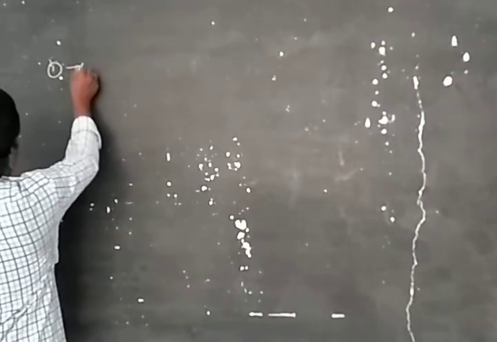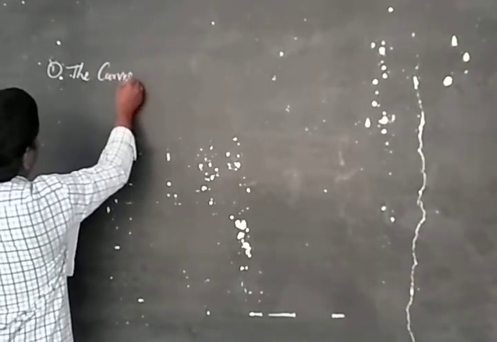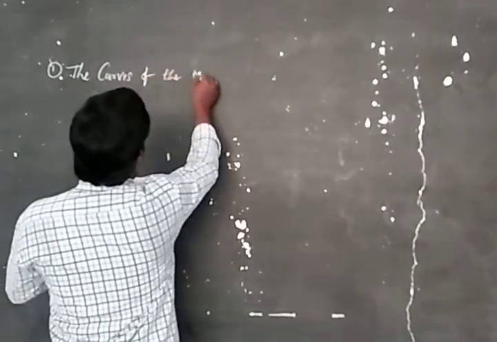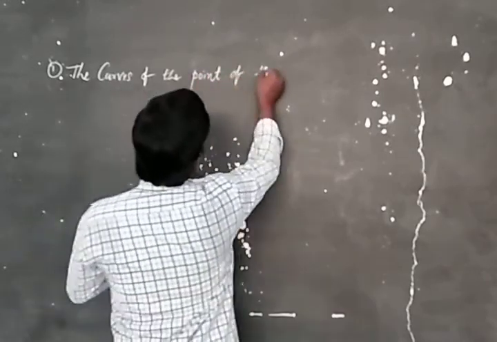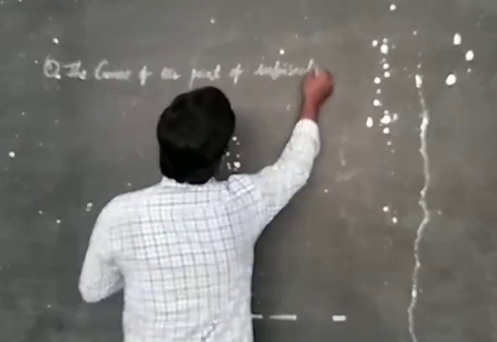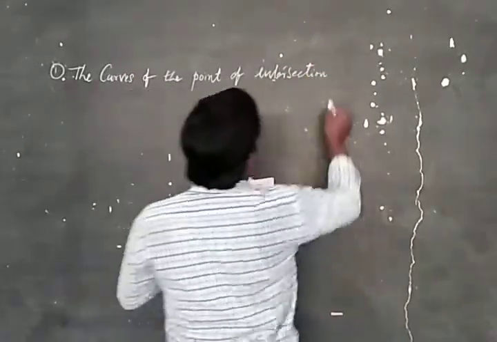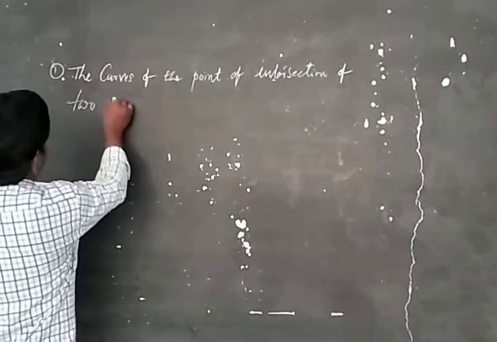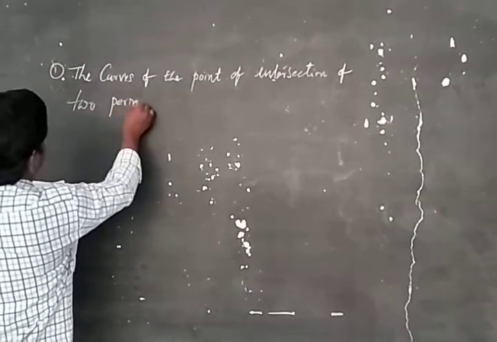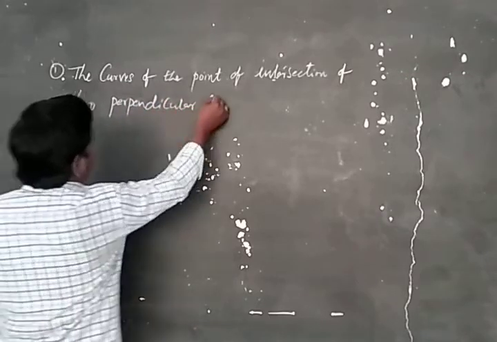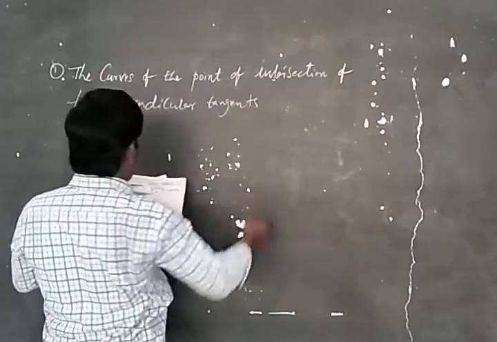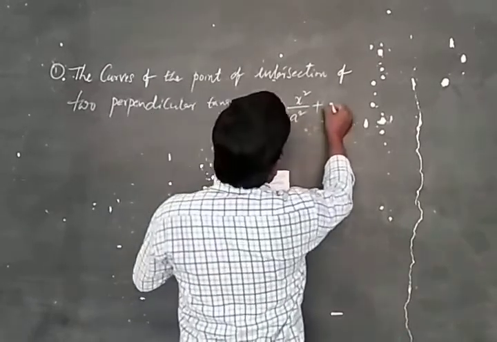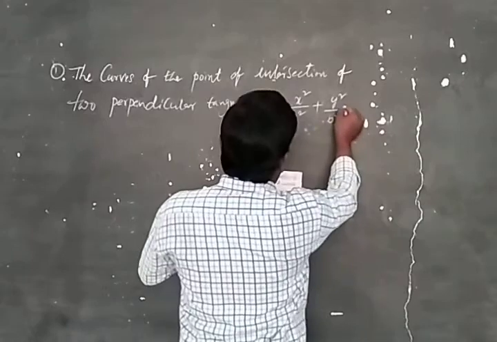The curves of the point of intersection of two perpendicular tangents to x square by a square plus y square by b square equal to 1.